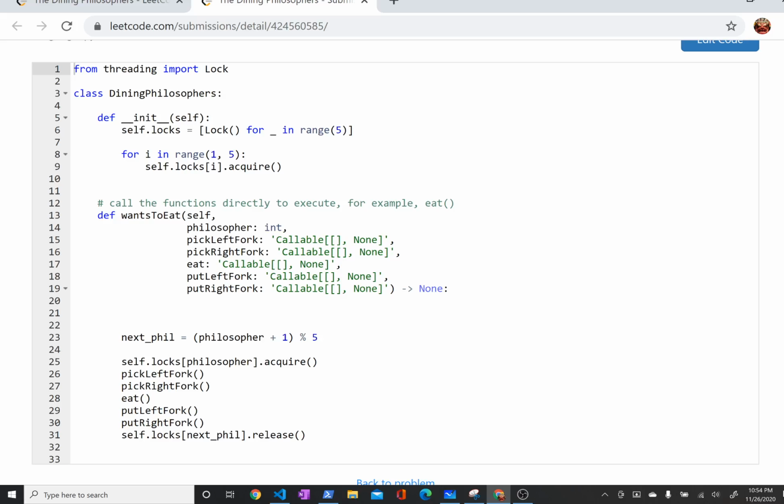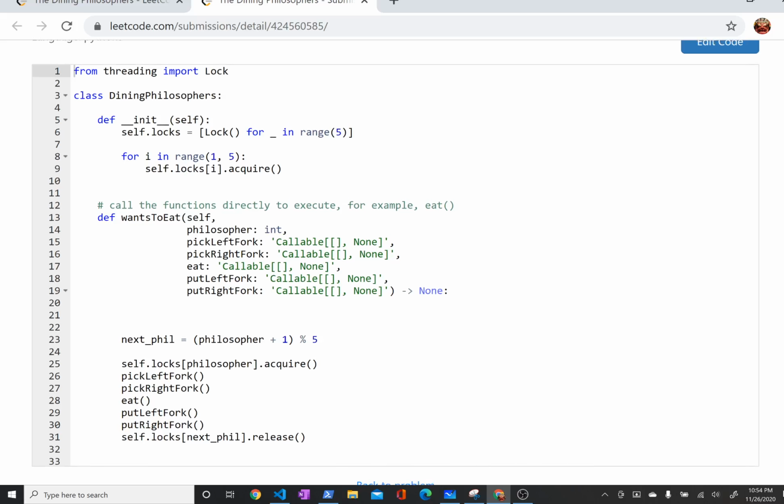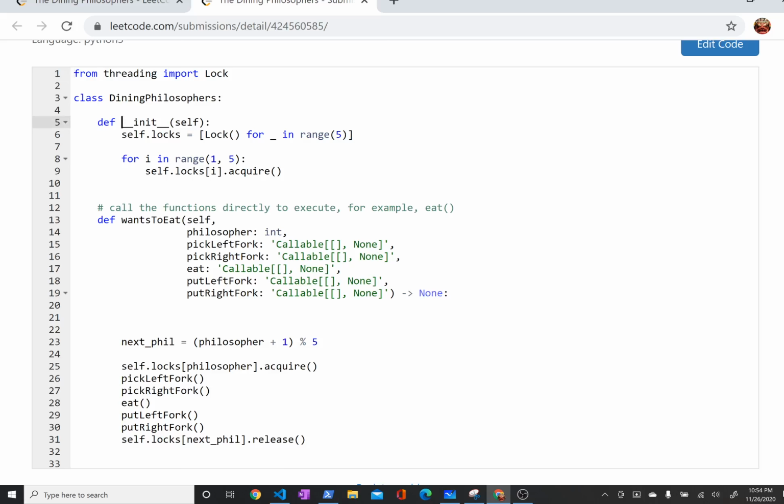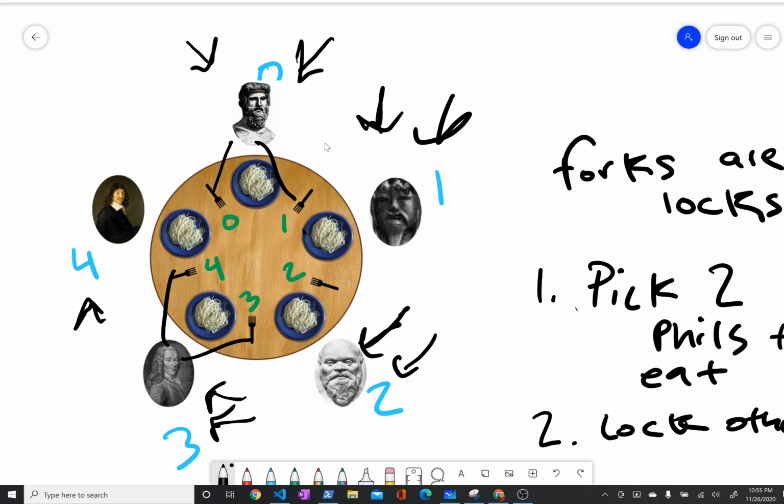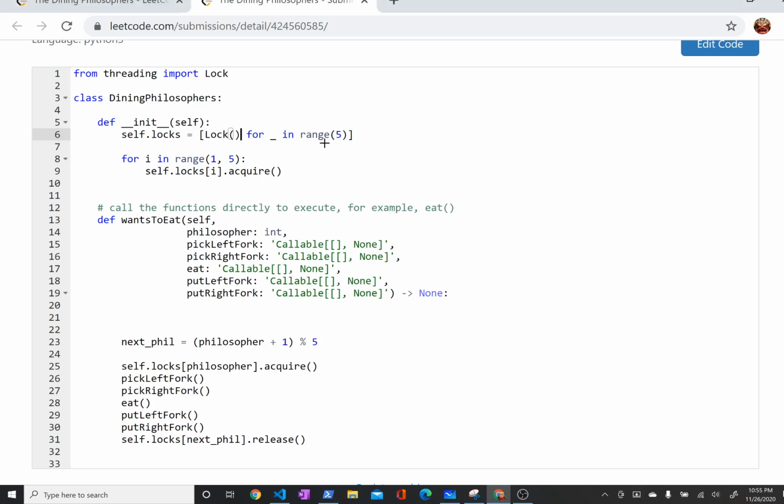So let me show you what that code looks like. I think it's pretty straightforward. My solution object is going to have an initialization function. What I'm going to do when I start is create a lock object, and we get the locks from the threading module. Basically I want there to be 1 lock per philosopher. And the locks are just going to represent, like, hey, it's your turn to eat. So the philosophers are going to try to acquire their lock. Let me talk more about that in a second.